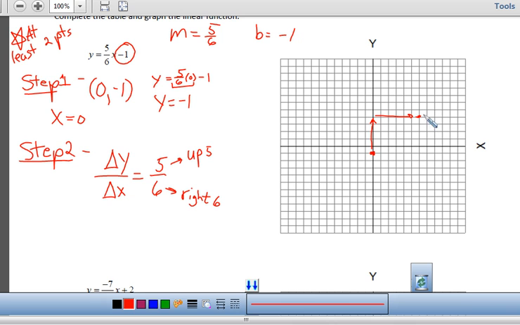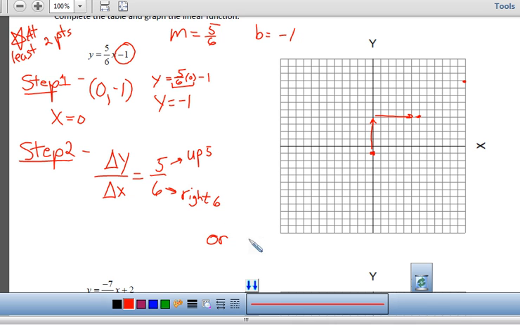And I keep going until I run out of room to do that. Up 5: 1, 2, 3, 4, 5. Right 6: 1, 2, 3, 4, 5, 6. So I can fit 2 more. Now that's enough to make a line, but I also want to point out something else.